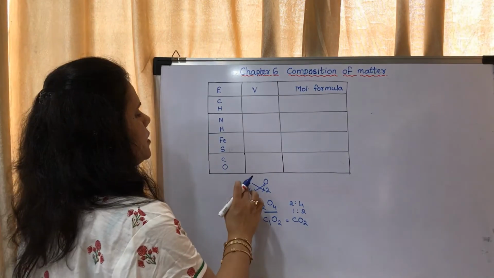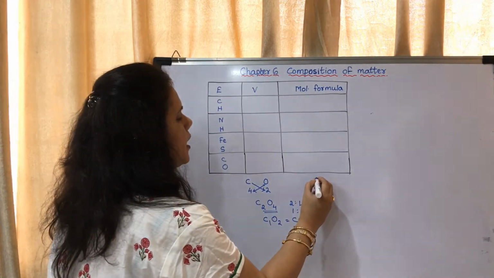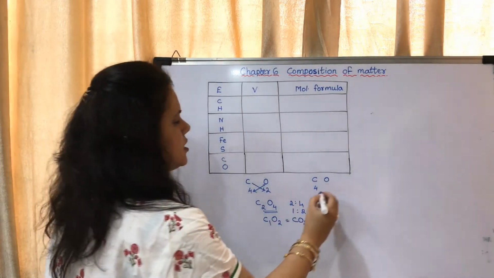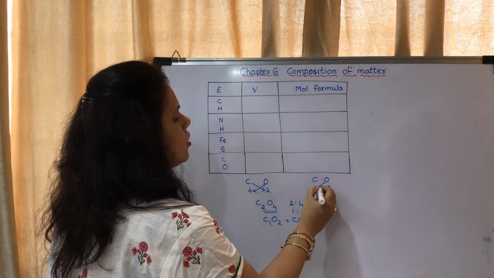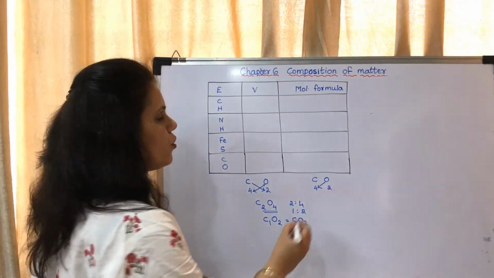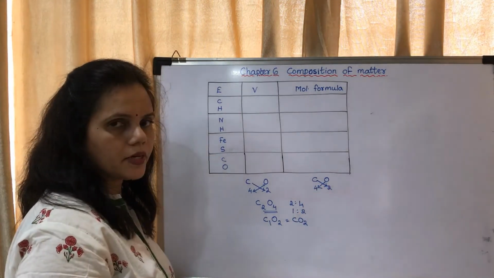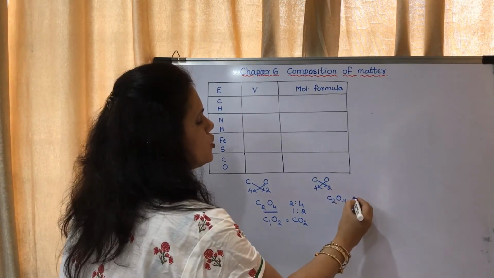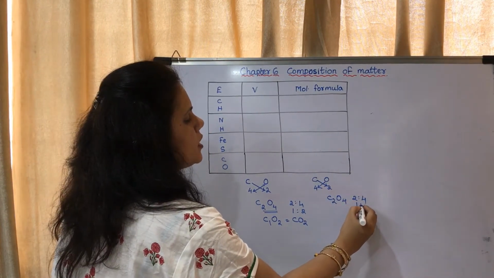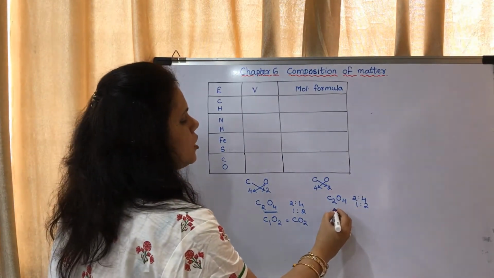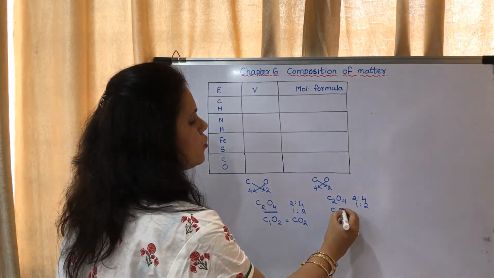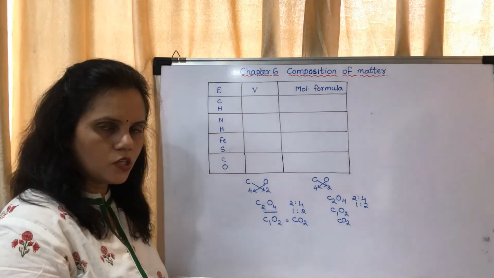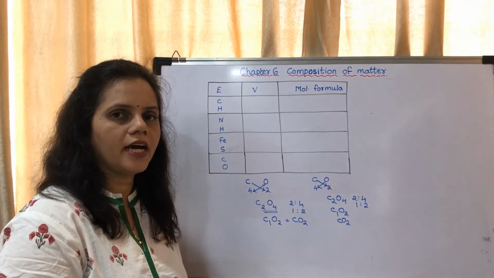I repeat, there are 2 elements, carbon and oxygen. The valency of carbon is 4. The valency of oxygen is 2. Oxygen will be given the number 4, carbon will be given the number 2. So it will become C2O4. Now the ratio is 2:4. You can reduce it to 1:2. So instead of 2, I will write 1. Instead of 4, I will write 2. So it will become CO2. Okay, this is how you write the molecular formula.